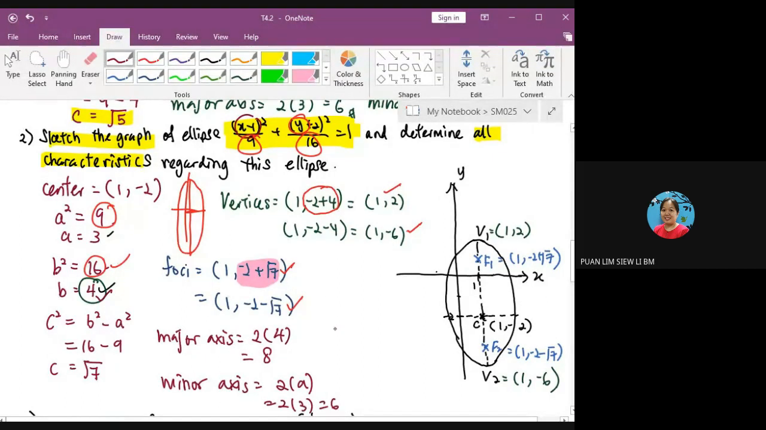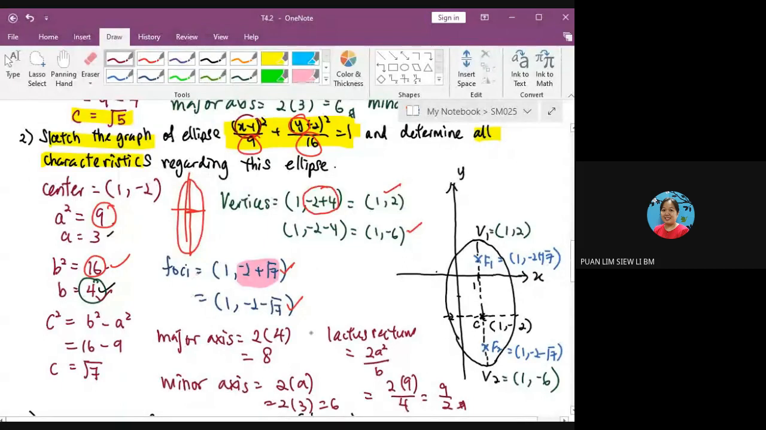So lagi satu benda ialah latus rectum, iaitu 2 apa? Menintang ke menegak? Menintang. So menintang kita guna A square per B. So you ingat je, benda menintang pasal A, benda menegak pasal B. So menintang A square per B. So A square saya 9, B kita 4. So jawapan dia 9 per 2. Siap? Siap. So kira dah siap.